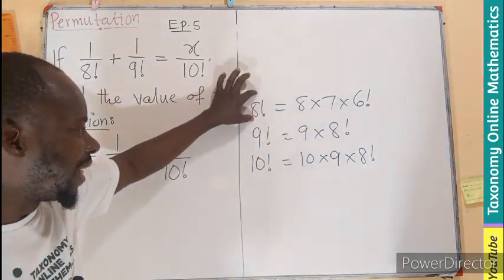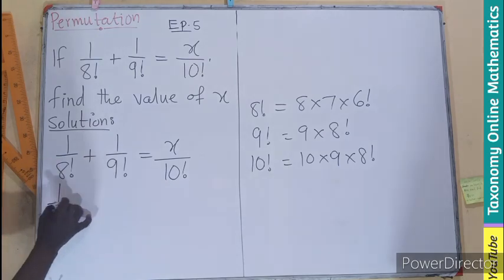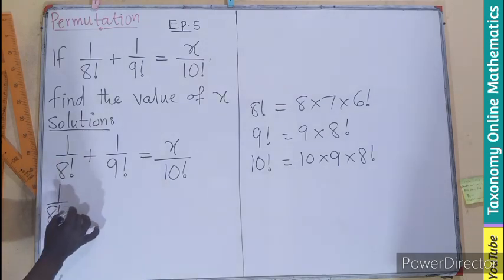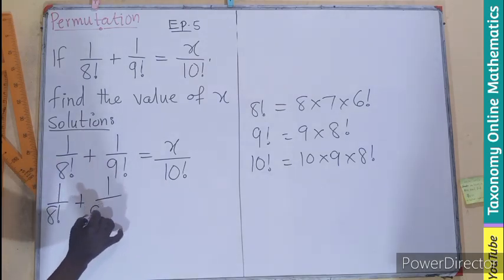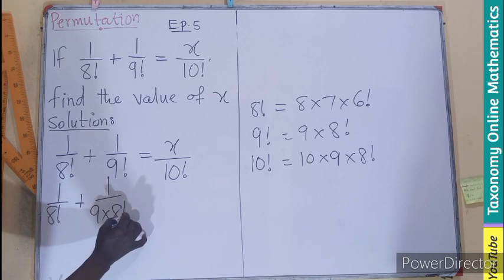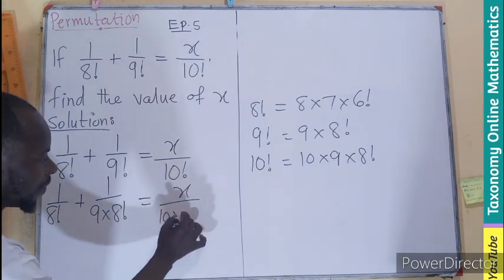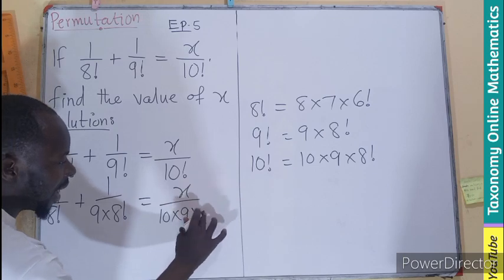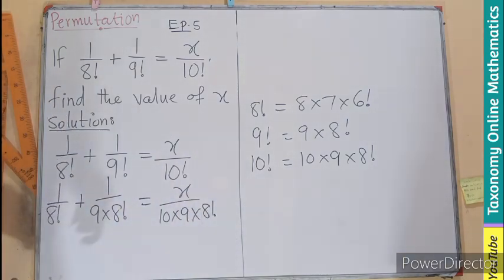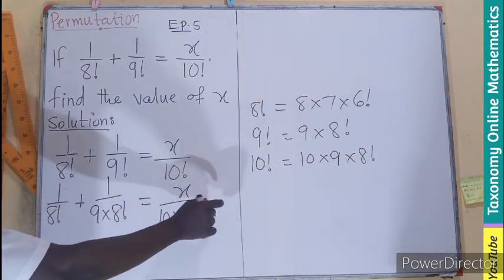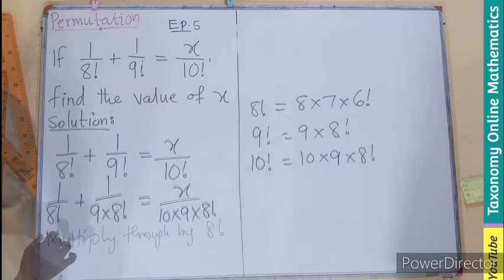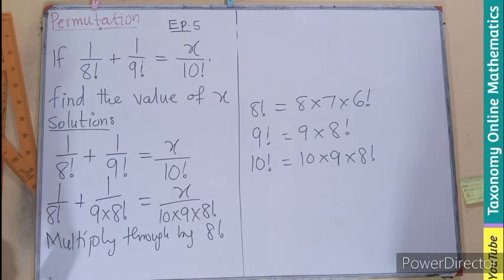So I'll maintain this as 1 on 8 factorial plus 1 on 9 times 8 factorial equals x on 10 times 9 times 8 factorial. So I can see 8 factorial being a common factor. So we multiply through by 8 factorial.